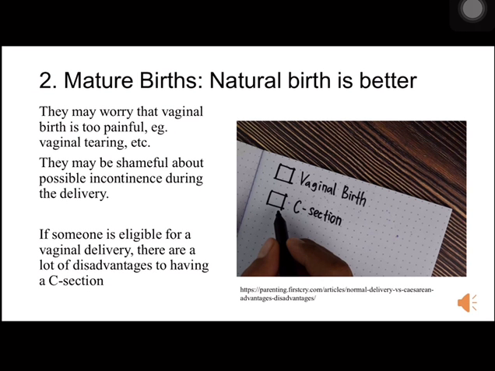Apart from what Jingxi said about preterm deliveries, even for the mature birth, C-section is not better than vaginal birth as well. In some cases, a C-section is performed during a term delivery because the mother is concerned that vaginal birth will be too painful, for example because of vaginal tearing. They may also be embarrassed by the possibility of incontinence during the delivery. However, if a woman is able to have a vaginal delivery, there are numerous disadvantages to having a C-section.